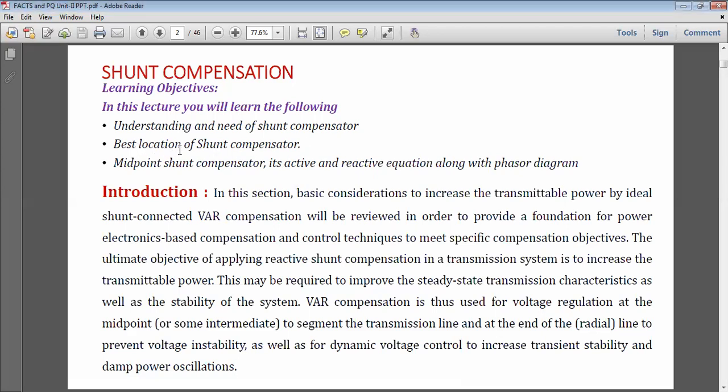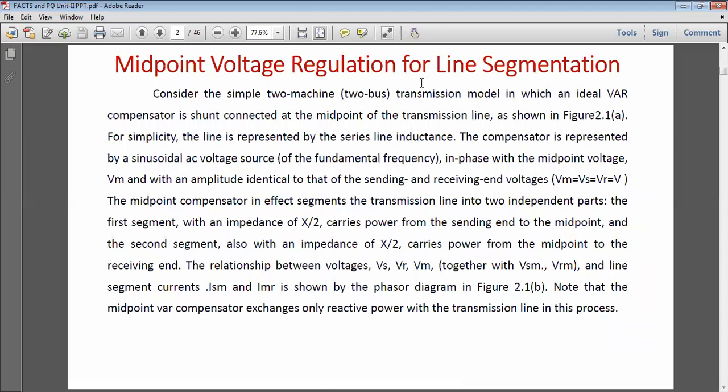It is observed that the sag in the transmission line is maximum at the midpoint of the transmission line. So it is considered that the FACTS device, shunt controller or shunt compensator, can be connected at the center of the transmission line. For that purpose, we have one diagram, the midpoint voltage regulation for the segment.